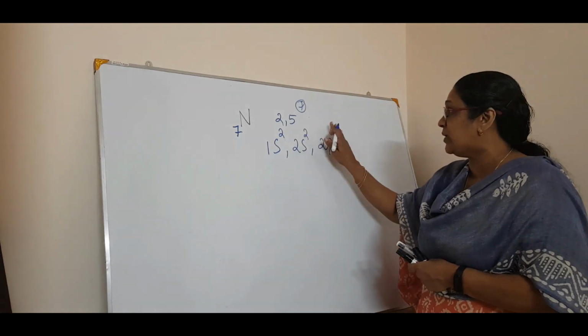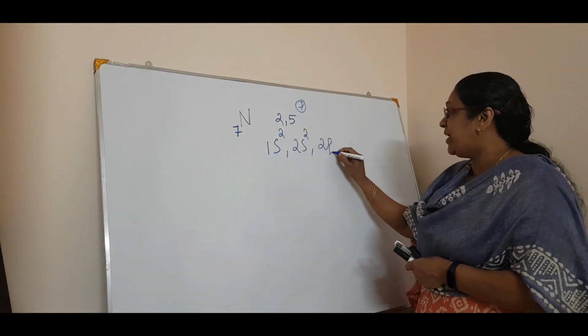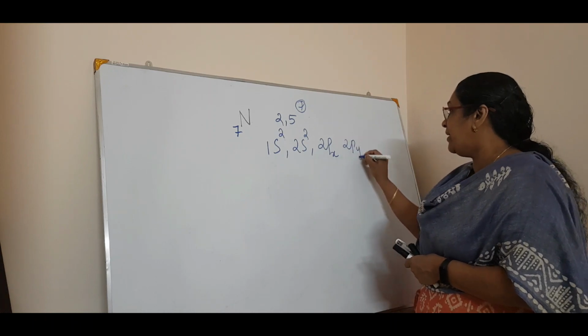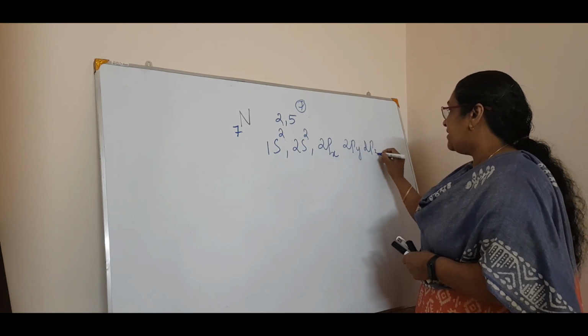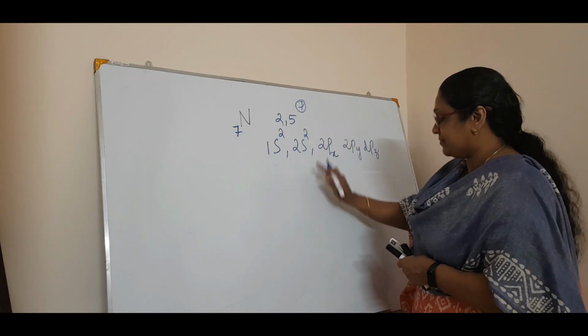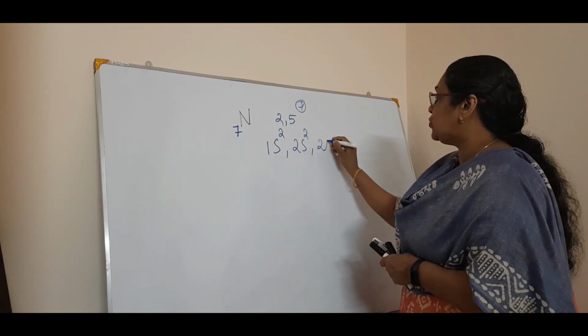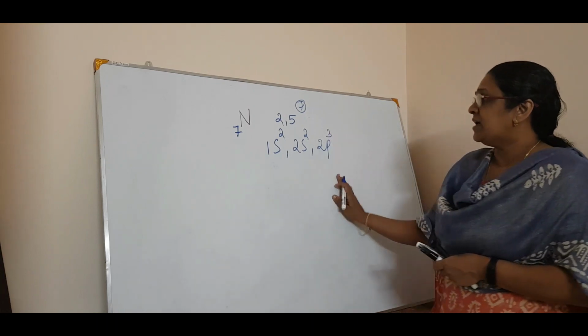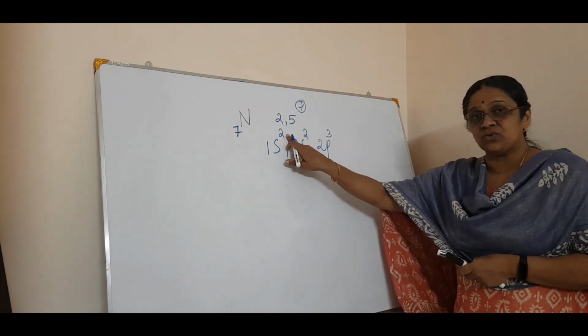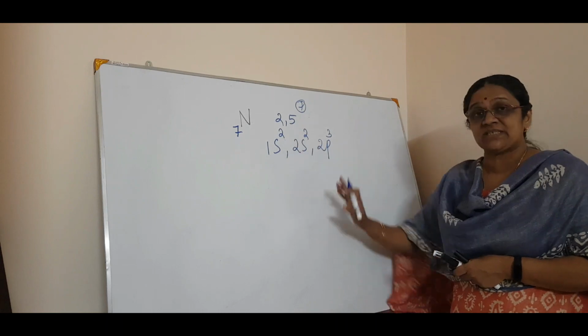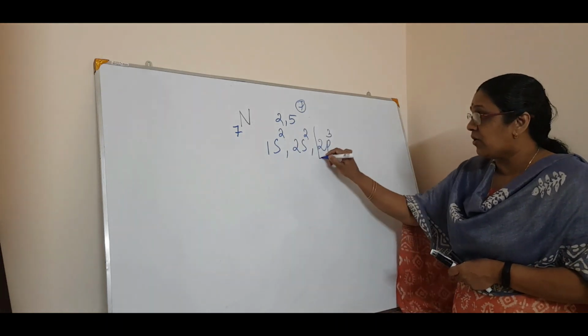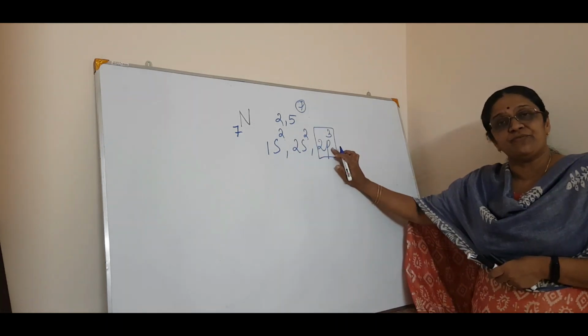2 electrons, 2 electrons, then 2px, 2py and 2pz. If you write, listen, you can write like 1s2, 2s2, 2p3. See, 3 plus 2 plus 2, 3 plus 2 is 5, 5 plus 2 is 7. This is a stable configuration. Why? Extra stability for nitrogen.